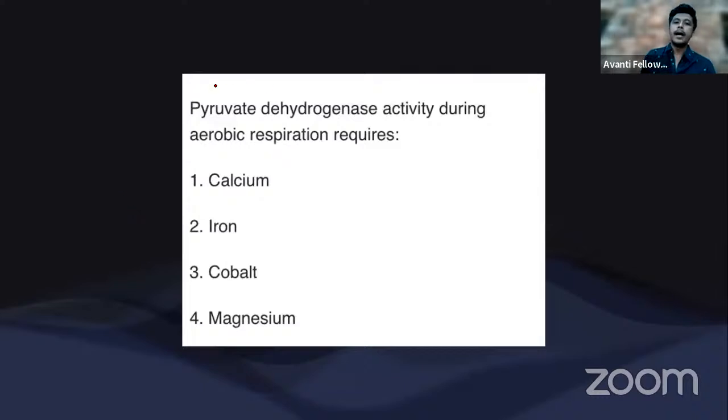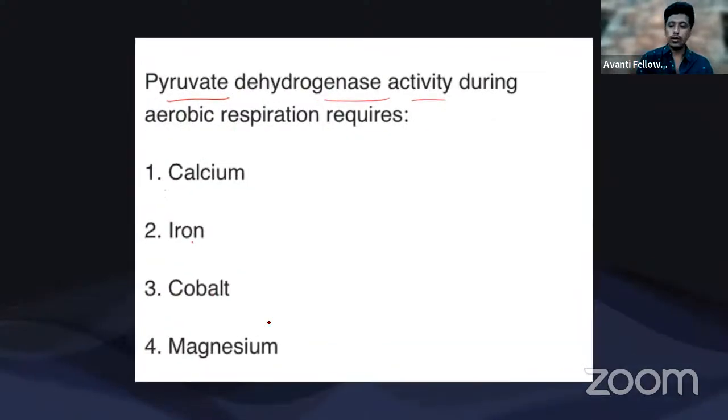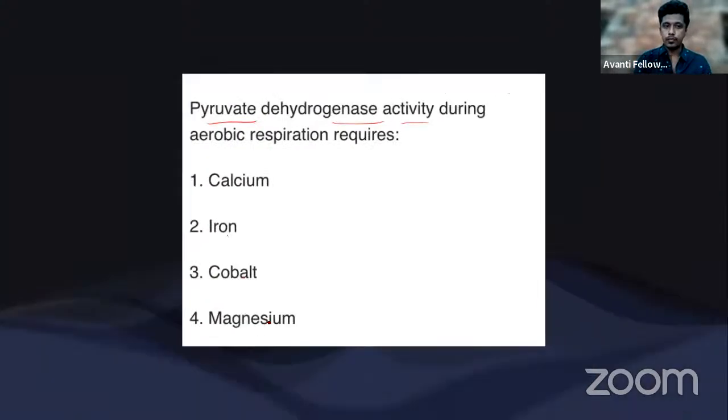Now, pyruvate dehydrogenase activity during aerobic respiration requires what? Calcium, iron, cobalt, or magnesium. Very important question, and during teaching also I told you that this is very important. Just have an observation, people. Pyruvate dehydrogenase activity during aerobic respiration requires which ion? Calcium ion, iron ion, cobalt, or magnesium. What's your answer?